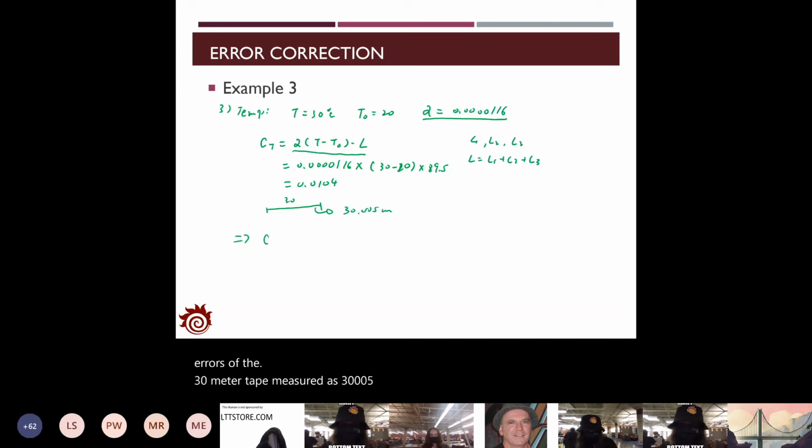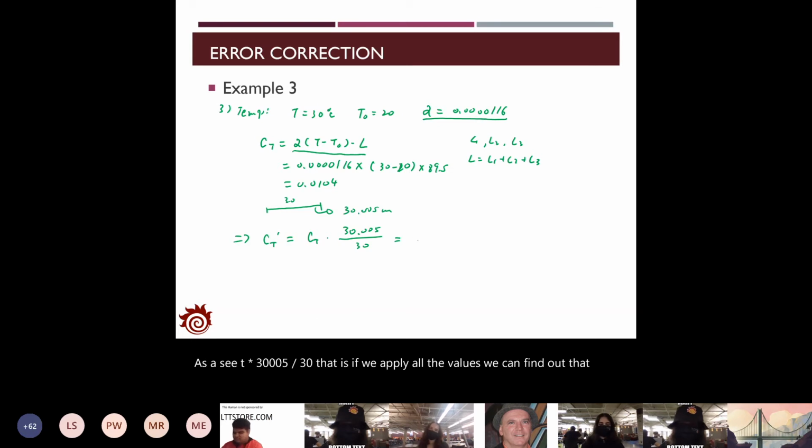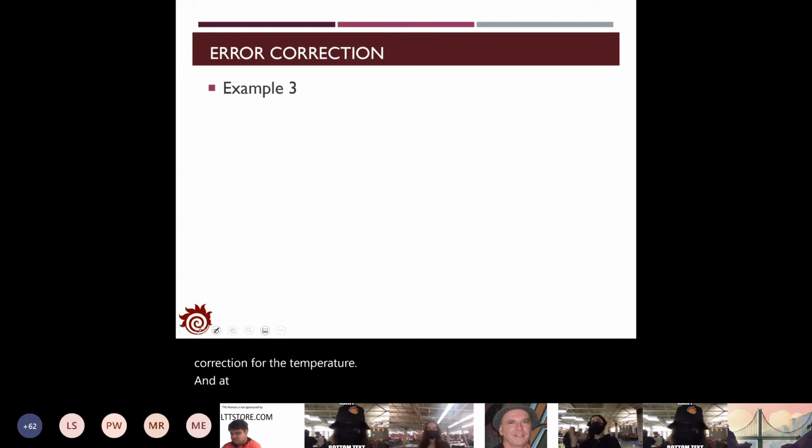So we have the actual correction for the temperature as CT times 30.005 divided by 30. If we apply all the values, you can find out that it is approximately the same. It's still 0.0104 meters. So that's the correction for the temperature. And at last, we also need to think about the potential error from the instrument, and we need to consider the correction for the instrument errors.